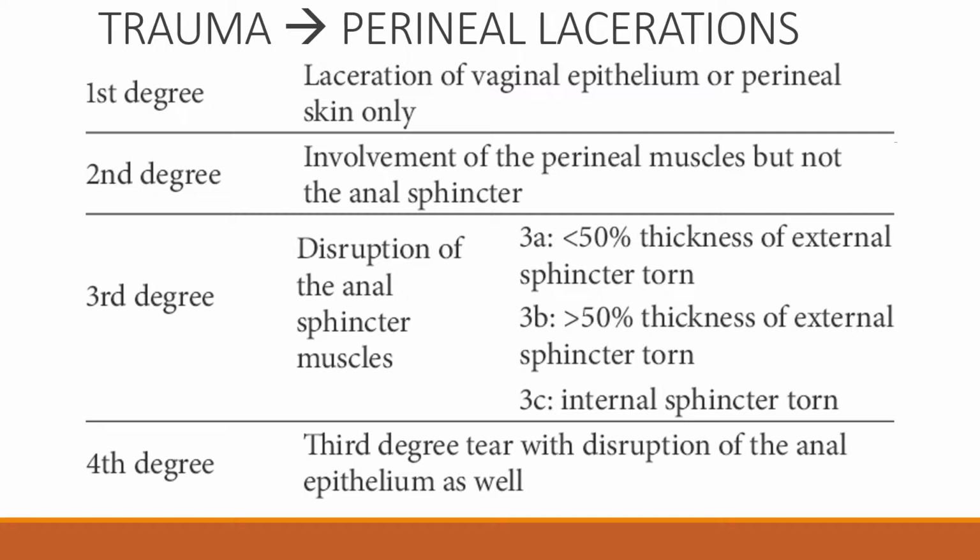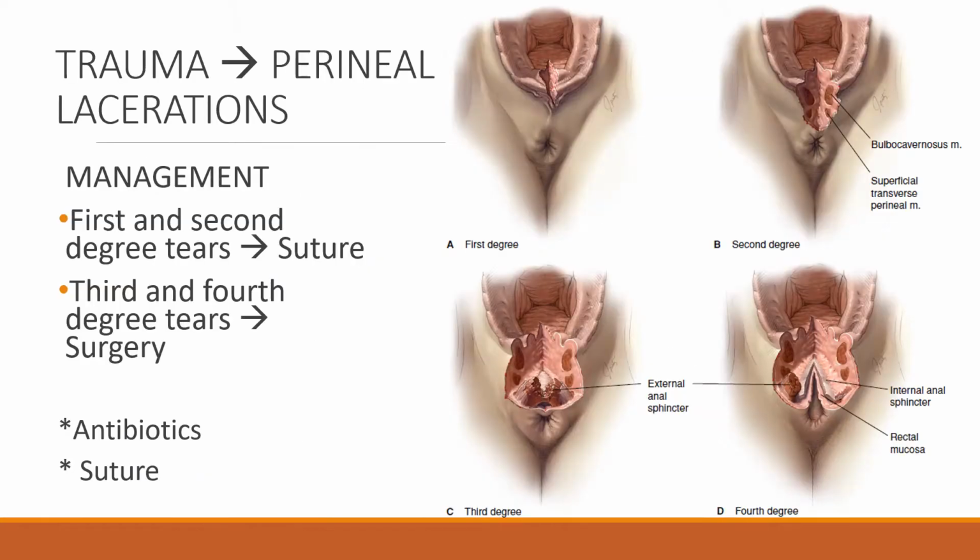The third degree is the disruption of the anal sphincter muscles, and we have 3A, 3B, 3C, but it's not very important. And the fourth degree is the third degree tear with disruption of the anal epithelium as well. So we will see a total communication between the vagina and the anus. And this is important to know because it changes the management.